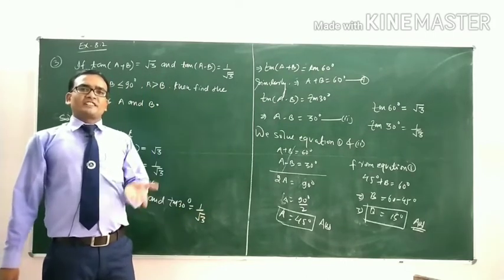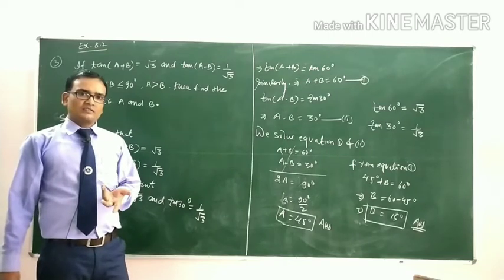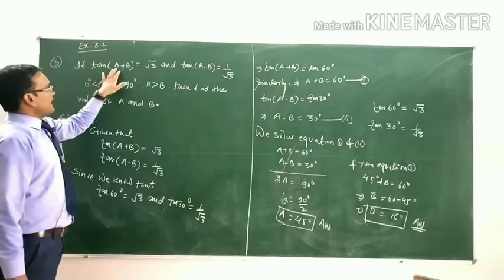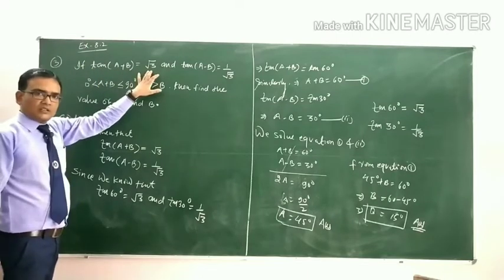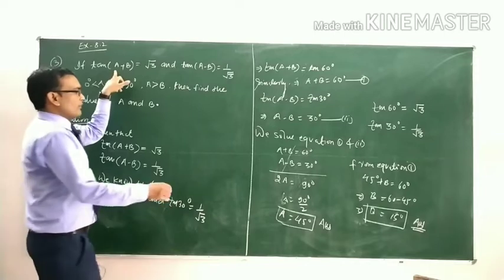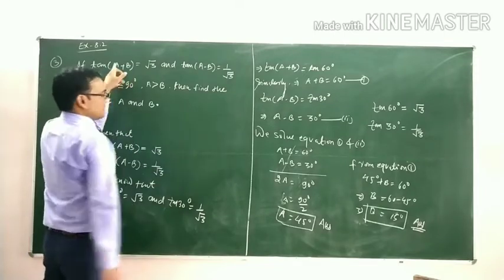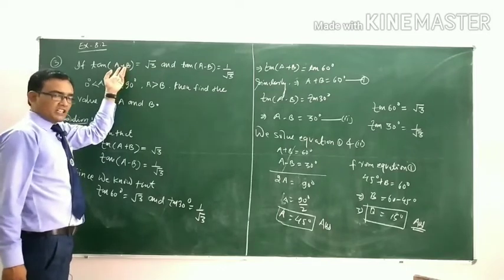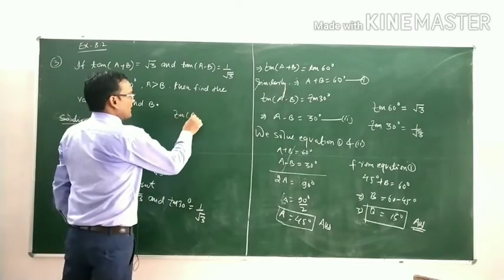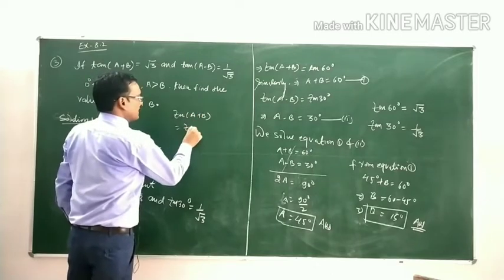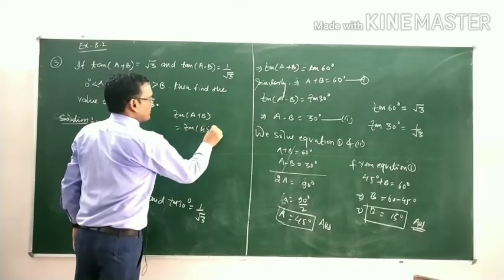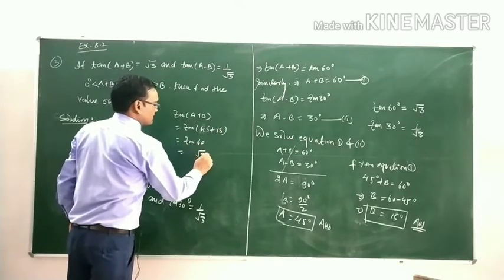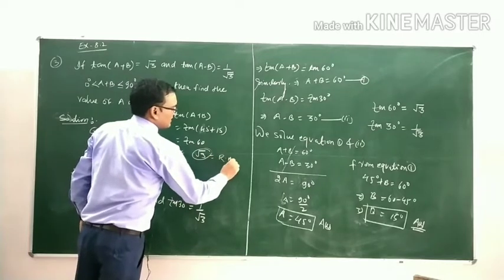Check whether your answer is right or wrong. Okay students? tan(A + B). What is the value of A? The value of A equals 45. And what is the value of B? The value of B is 15. Then tan(A + B) equals tan(45 + 15), which equals tan 60. What is the value of tan 60? Square root 3, which is the right hand side.